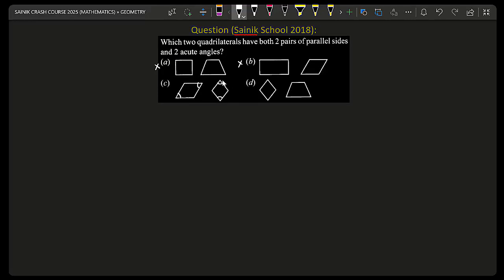So you can see in option C, we have one pair of opposite sides parallel, second pair of opposite sides parallel. Even in the rhombus, one pair of opposite sides are parallel, second pair. So now can we go for option C as the correct answer? Yes, sir. Okay, but you should tell me in option D, why it is a wrong option.